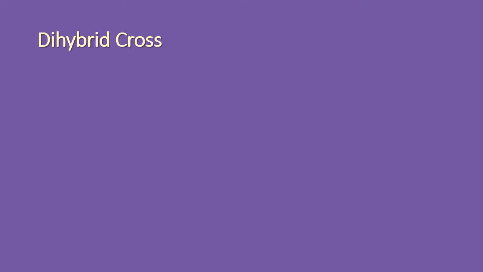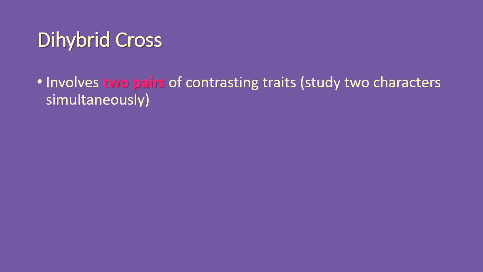Okay, so now we're going to move on and talk about the dihybrid cross. Now, a dihybrid cross involves two pairs of contrasting traits. So once Mendel got all his data from monohybrid crosses, then he decided to start studying two traits at a time, or two characters at a time. So round versus wrinkled seeds and green versus yellow seeds. So both seed shape and seed color.